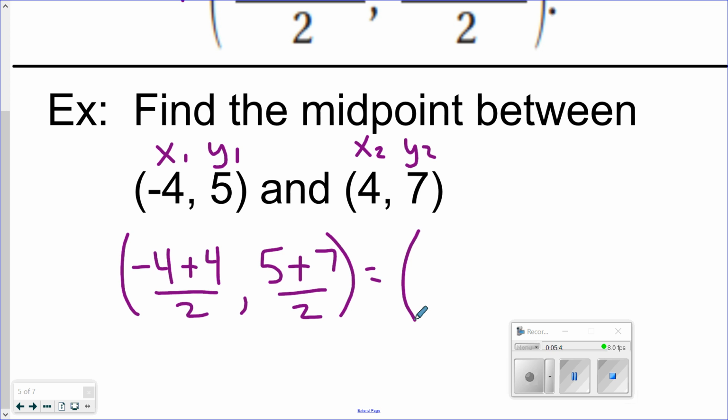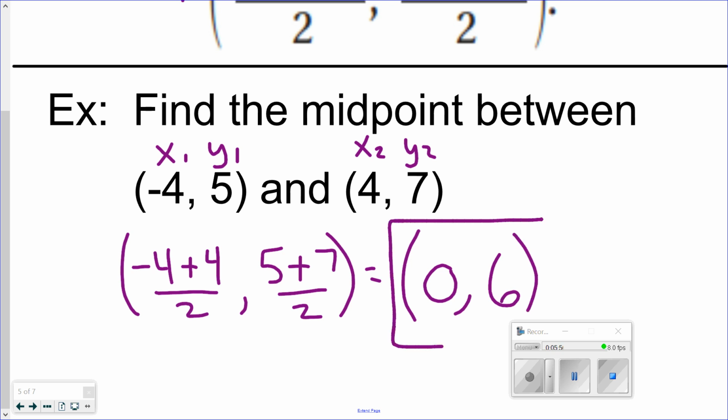-4 plus 4 is 0. 0 divided by 2 is just 0. Let's simplify my y coordinate. 5 plus 7 is 12. 12 divided by 2 is 6. So 0, 6 is the midpoint of those two coordinates.